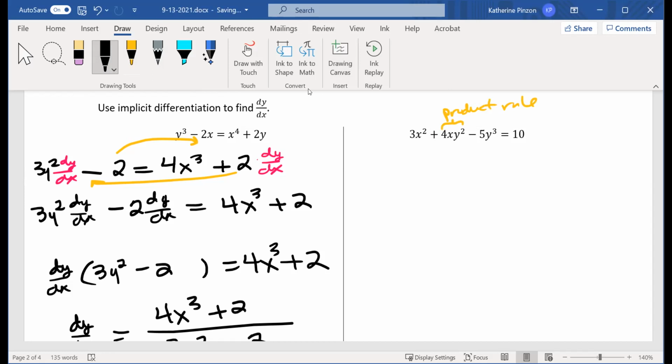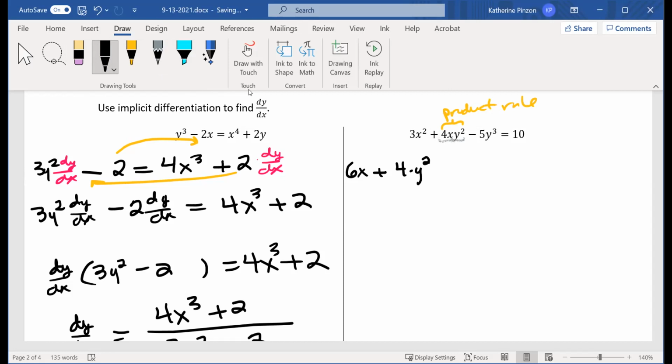Okay, derivative of 3x squared, 6x, plus my first function is going to be 4x, and my second function is going to be y squared. So the product rule says derivative of the first, so derivative of 4x, 4 times the second, y squared.